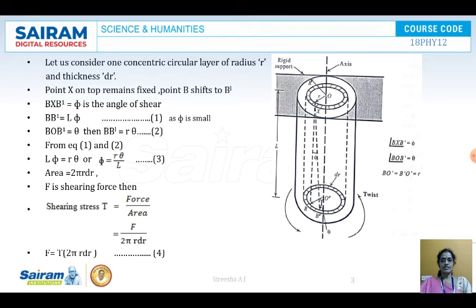Then shearing stress T is equal to force per unit area. F is the shearing force, and stress is equal to force per unit area. Therefore, shearing stress T is equal to F by 2 pi r into dr. Now rearranging the terms, F is equal to T into 2 pi r dr. Let that be equation 4.